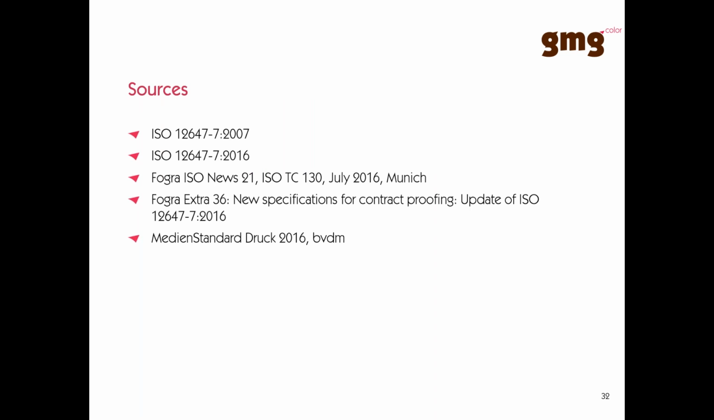Here you can find our sources for this presentation, the ISO standards revision 2007 and 2016. We also used the FOGRA ISO News 21 and the FOGRA Extra 36 that describes the new specifications. Just take a look on the FOGRA homepage and you will get more information. And the Media Standard Print 2016 from the BVDM is also available in English and includes the latest changes.